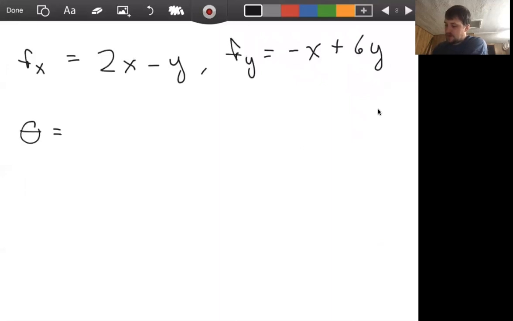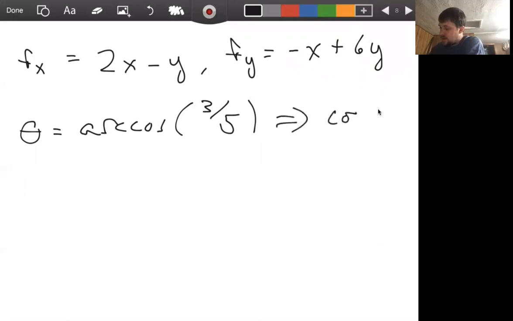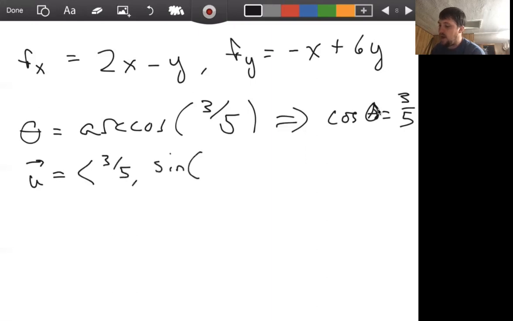We have theta equals arc cosine of 3/5. Well, for one, that tells us that cosine of theta is 3/5, right? Because arc cosine is the inverse cosine function, or it's inverse to cosine. And so what we know is u equals 3/5, and then sine of arc cosine of 3/5, right? And so how do we find that?